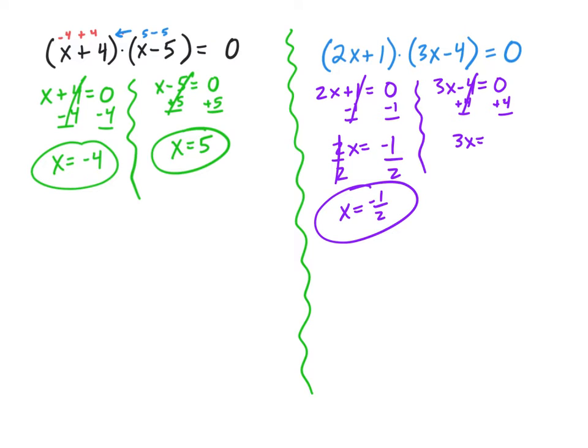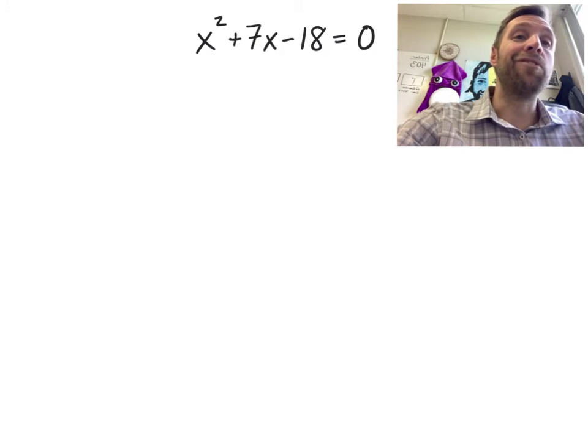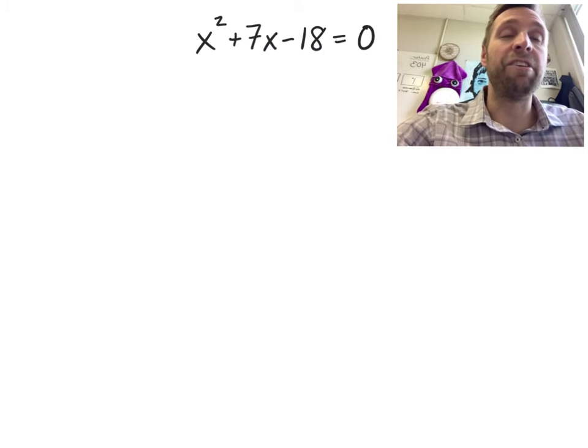Undo. 3x equals 4. Divide by 3, divide by 3. Again, I like fractions because I don't even need a calculator. X equals 4/3 is my other answer. There you go, I'm solving quadratics. Two answers to all. All right, so I'm back now and we do not have a factored problem.